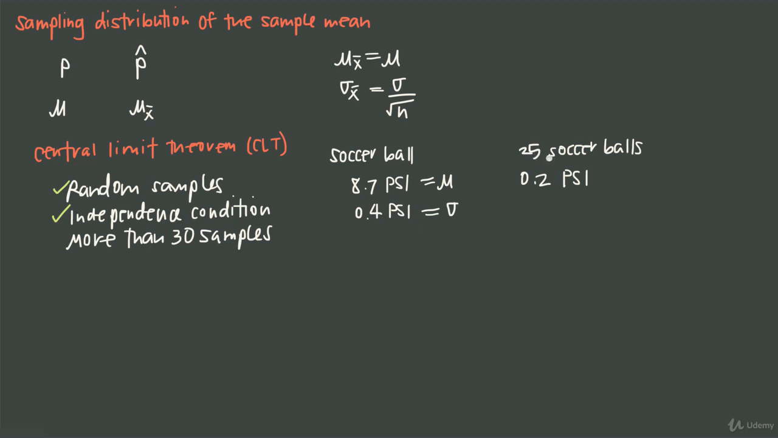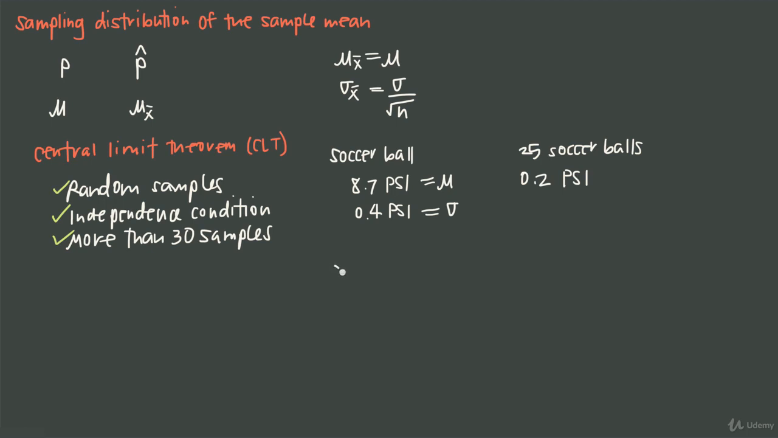But we've been told in the problem that the pressure in the soccer balls is normally distributed. In other words, the original population is normally distributed because the pressure to which they fill each soccer ball follows a normal distribution with a mean of 8.7 and a standard deviation of 0.4. So we'll meet this condition as well, and now we can go about answering our probability question.